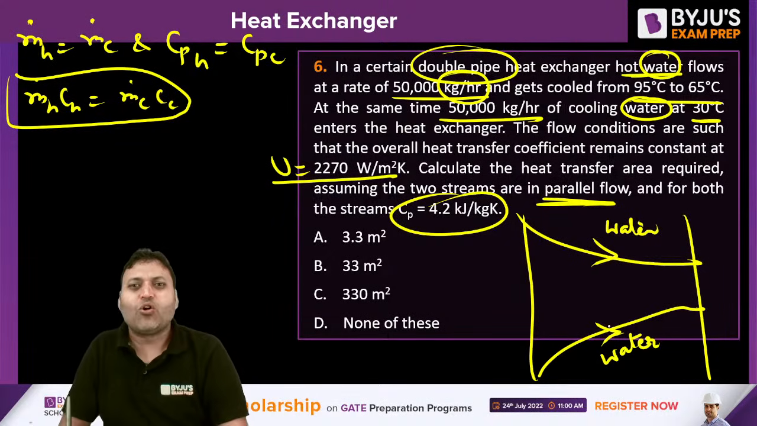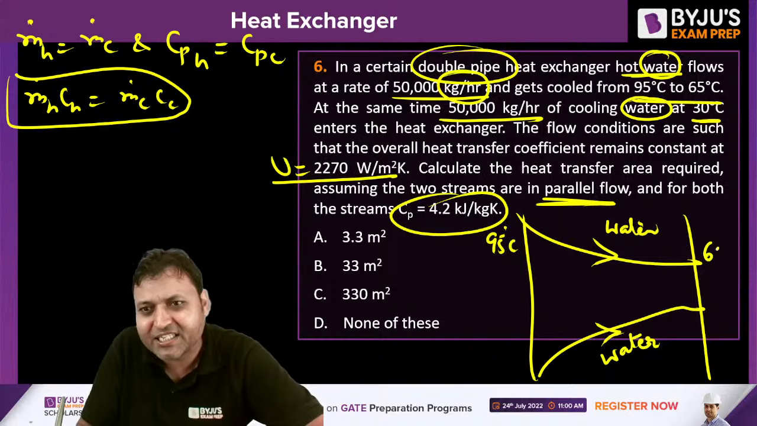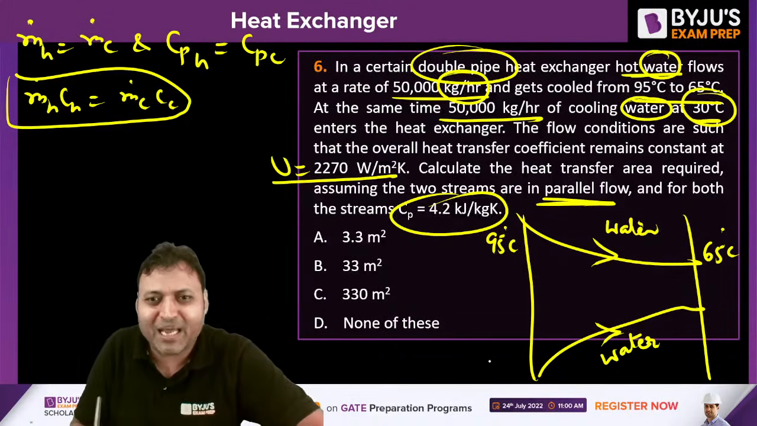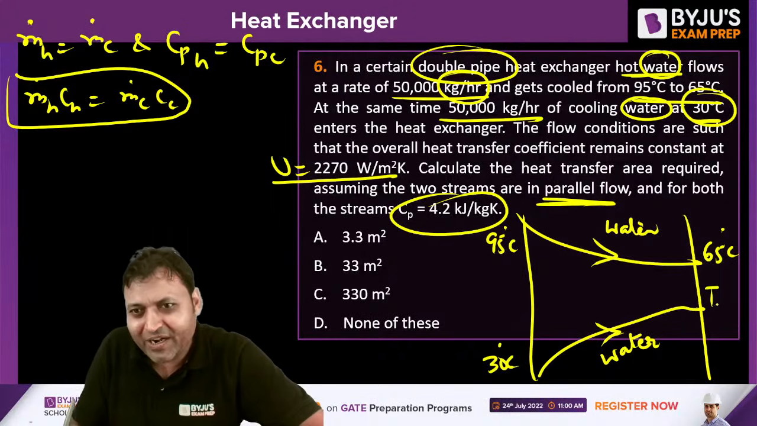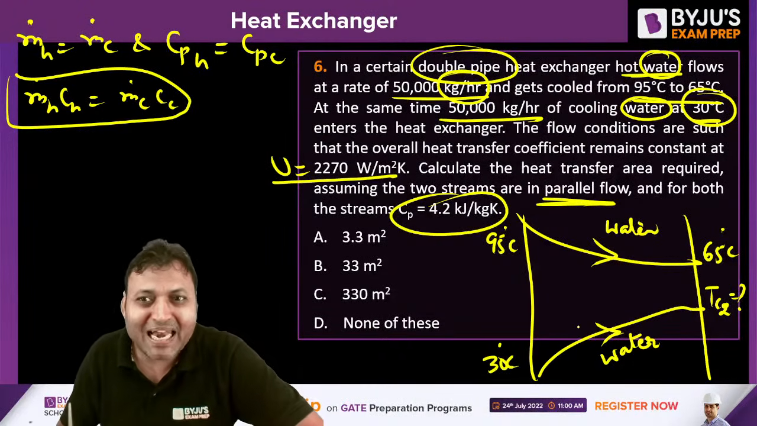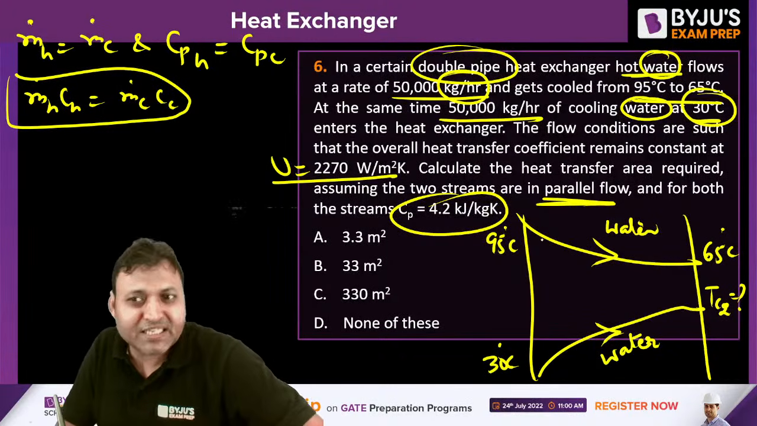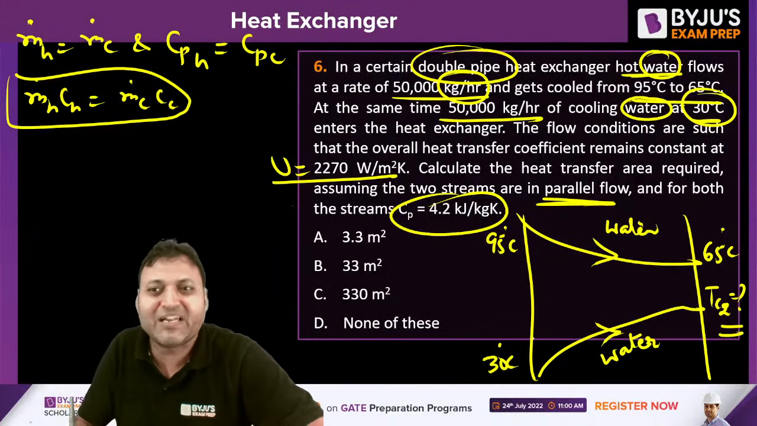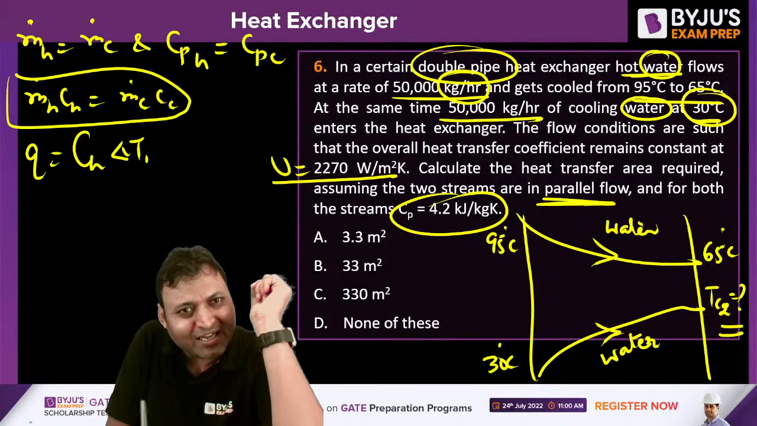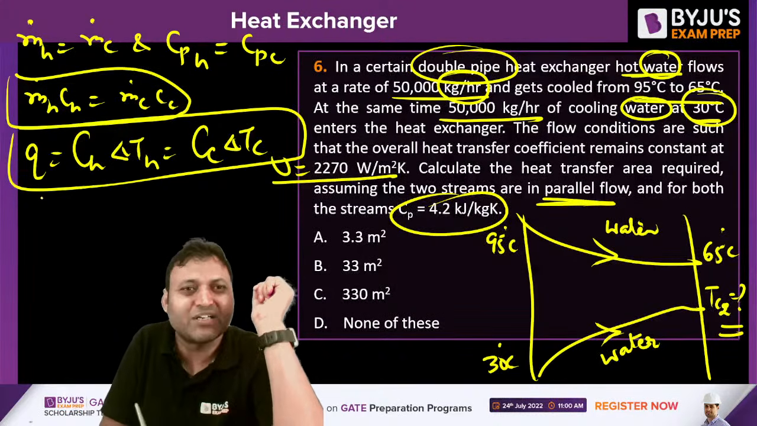If we talk about the hot fluid, the temperatures are 95 degrees Celsius and 65. That is the hot fluid temperature, and the cold fluid entry temperature is 30 degrees Celsius. We do not know TC2. The area will be calculated from LMTD, so the first step is to calculate LMTD, and for that we need TC2. So Q is equal to CH into delta TH is equal to CC into delta TC. That is the energy conservation equation.